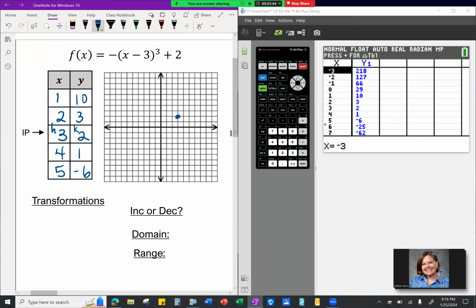I'm going to pause this. I'll go ahead and plot my points. You do the same. And I'll catch up with you when my graph is drawn.